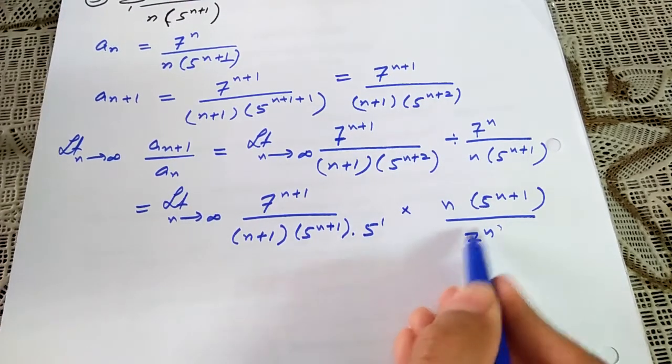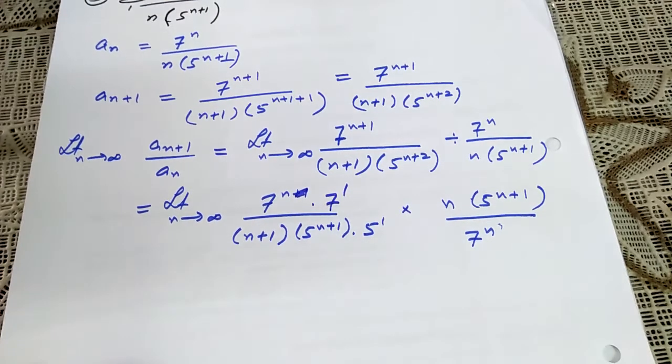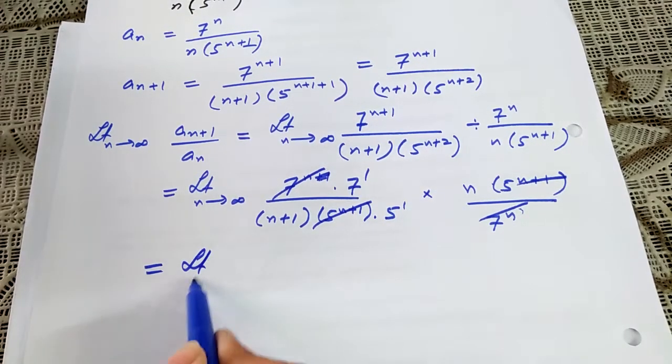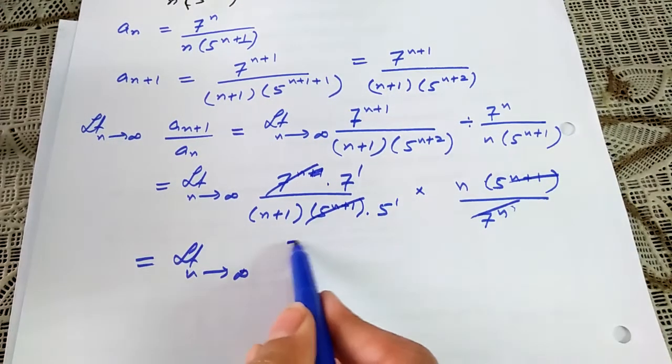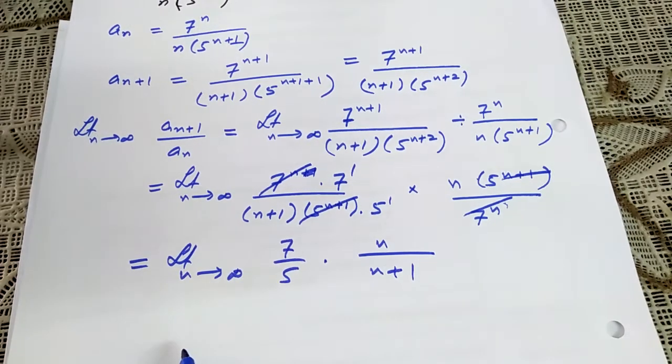Also, if you observe, we can make 7 raised to power n here. Just split its power, and you will get this term. Now you can cancel these terms with each other. You will get limit n approaches to infinity, 7 over 5 into n over n plus 1.